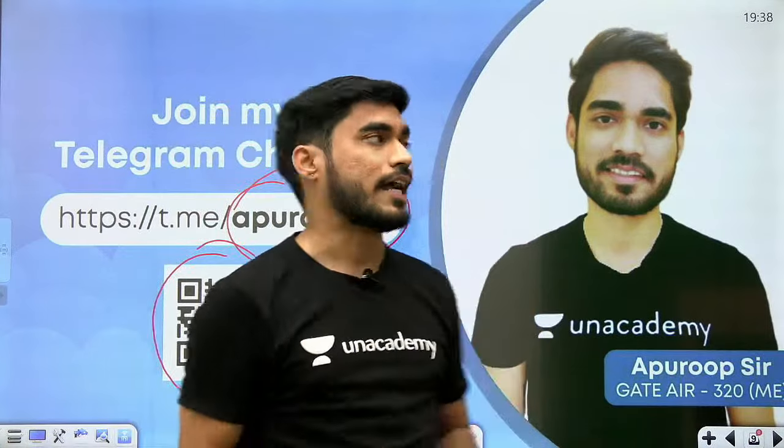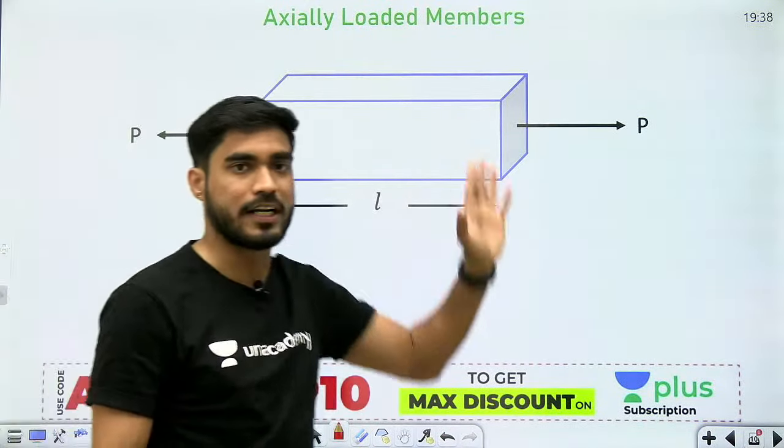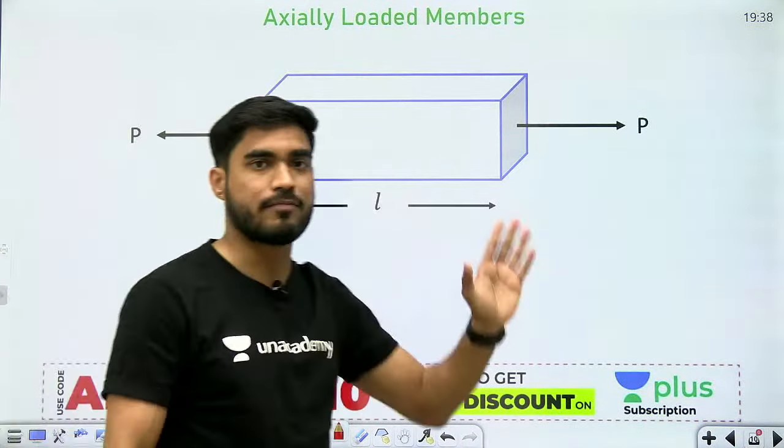All right. Now, yesterday we started the chapter of axially loaded members. We have seen the basic concept of stress, we have seen the basic concept of strain, we have seen the relation between stress and strain, we have seen the material properties involved in the calculation of stress and strain, and now we have started the calculation of stress and strain.